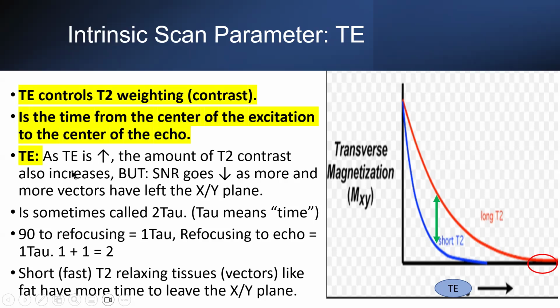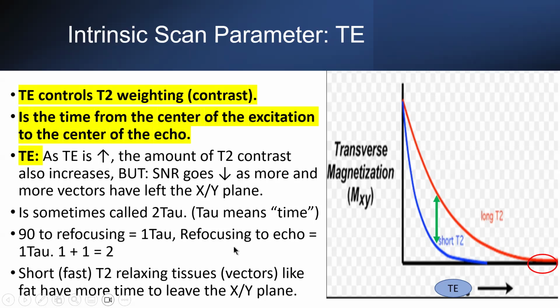Sometimes they'll use the term 2 tau, T-A-U, 2 tau for TE. They'll interchange this. So know that basically 2 tau is TE. Tau means time. I think it's the Greek word for time. So how do we get 2 tau for TE? The time from excitation to refocusing is 1 tau. Refocusing to the echo is 1 tau. So from 90 to the echo is 2 tau.